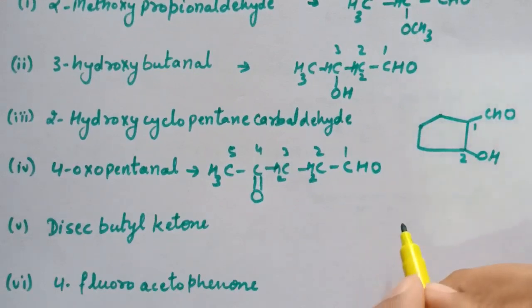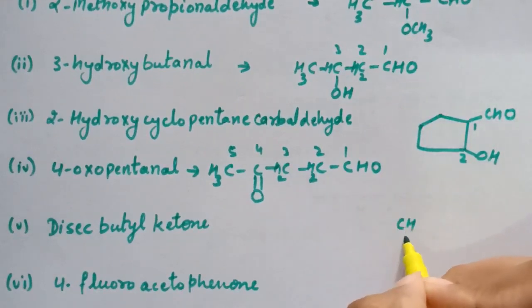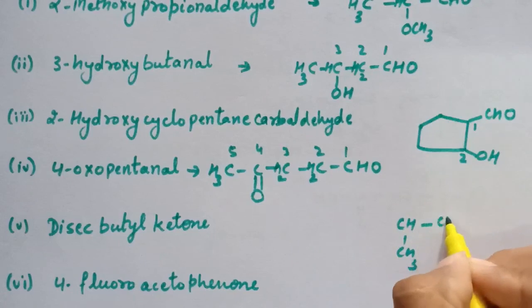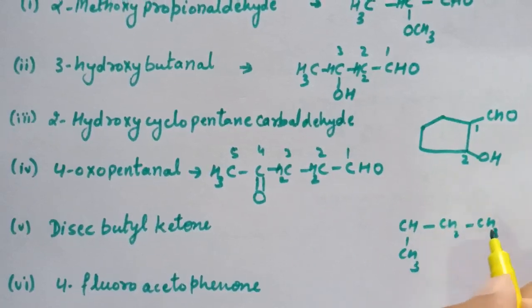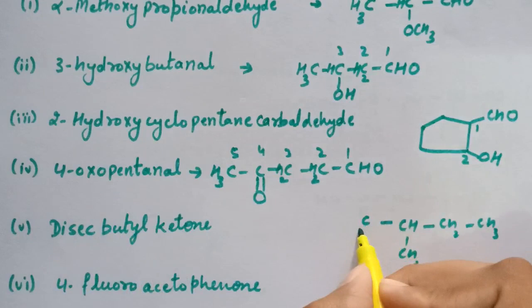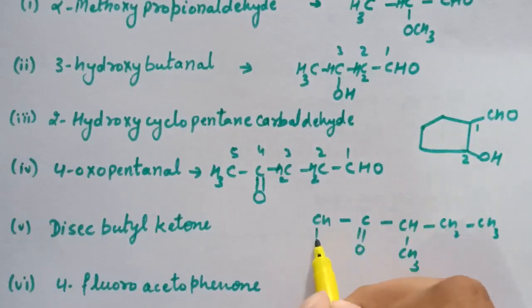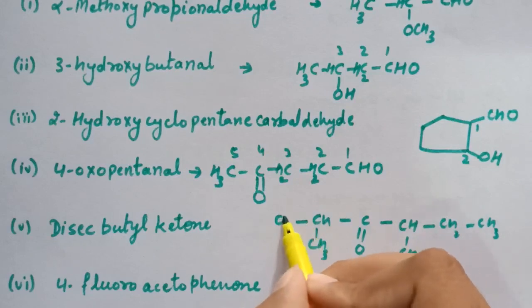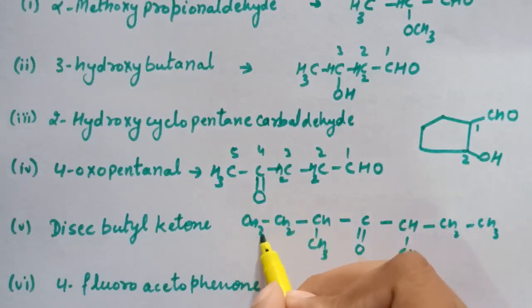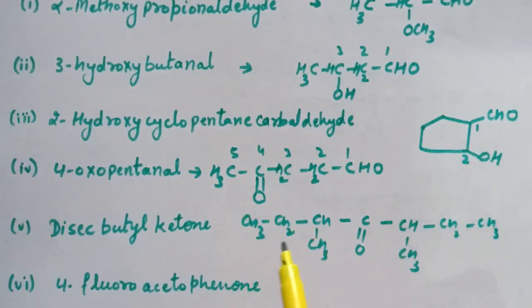Fifth is di-secondary butyl ketone. So secondary butyl is CH, CH3, CH2, CH3. This is the secondary butyl group. Now here this name is di-secondary butyl ketone. So C double bond O, and here we will place the same group on both sides, that is CH, CH3, CH2, CH3. This is di-secondary butyl ketone.